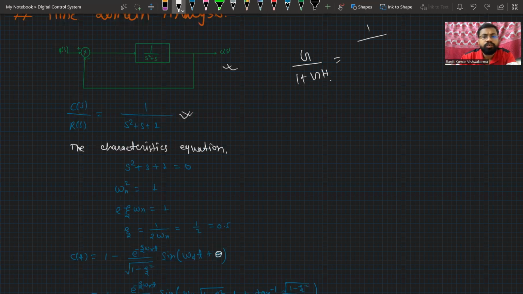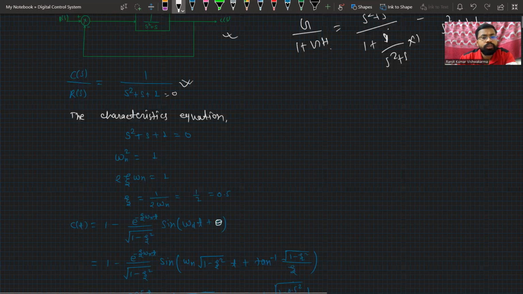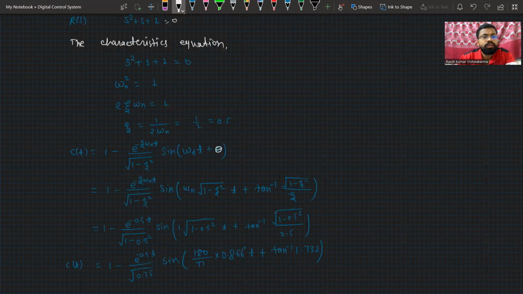So you can directly write it as 1 divided by s square plus s, into 1. After solving this you will get the same value, s square plus s plus 1. Now the characteristic equation will be the denominator; just put the denominator equal to 0 and you will get the characteristic equation.